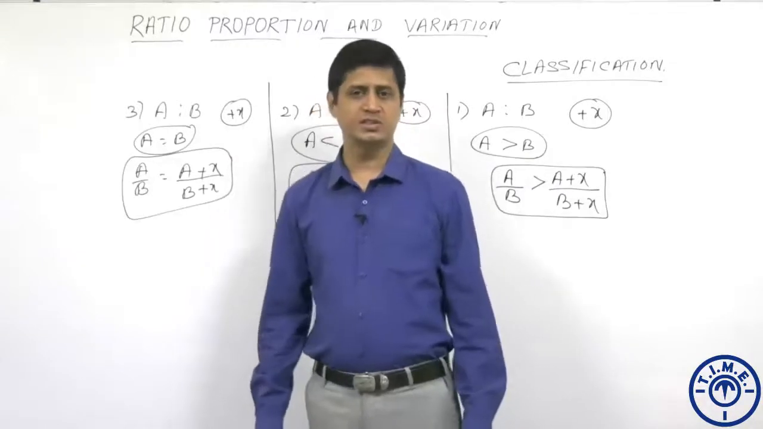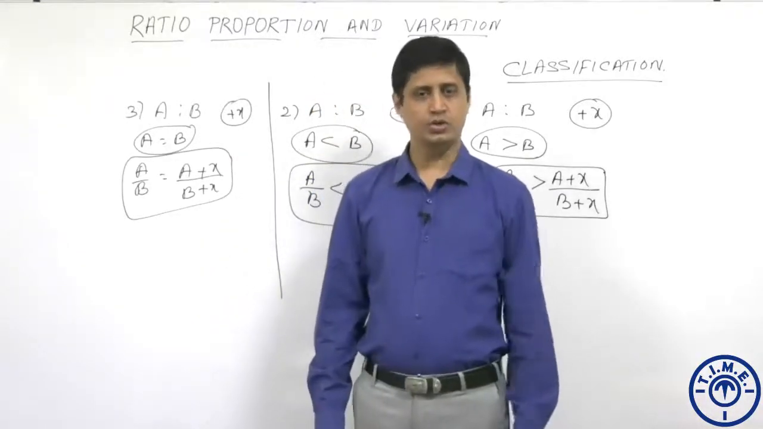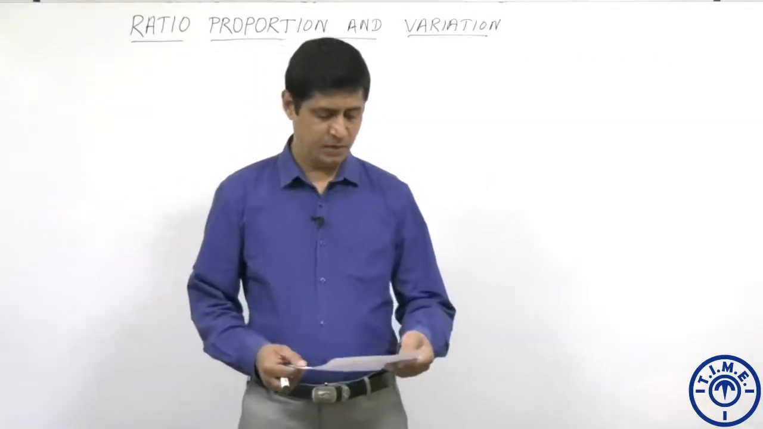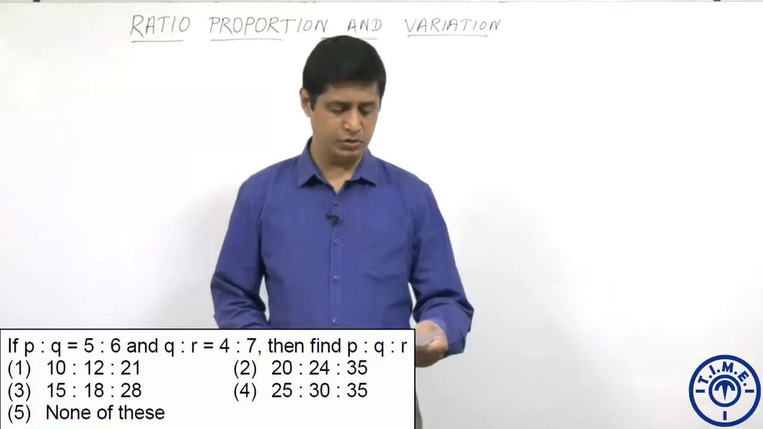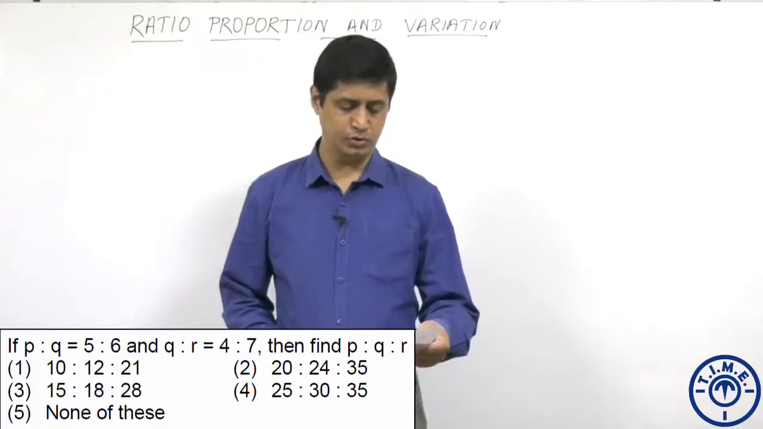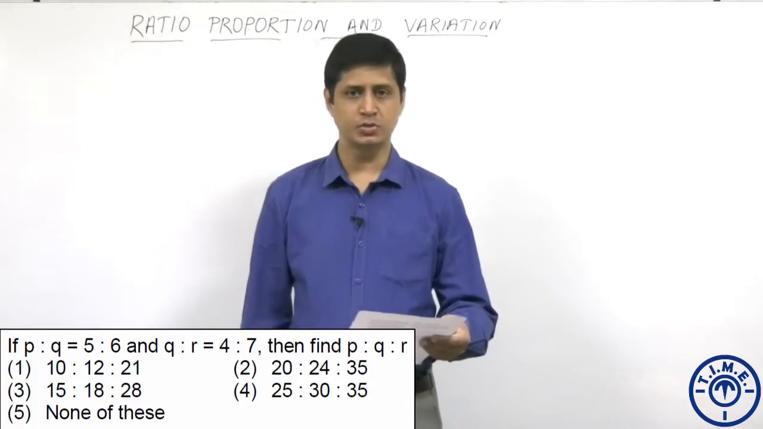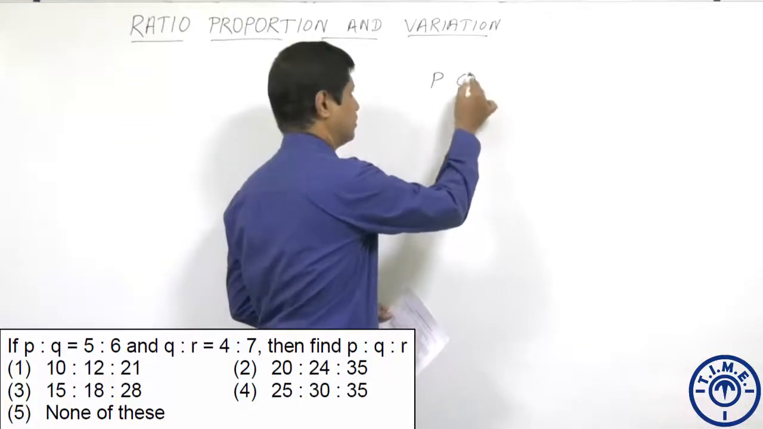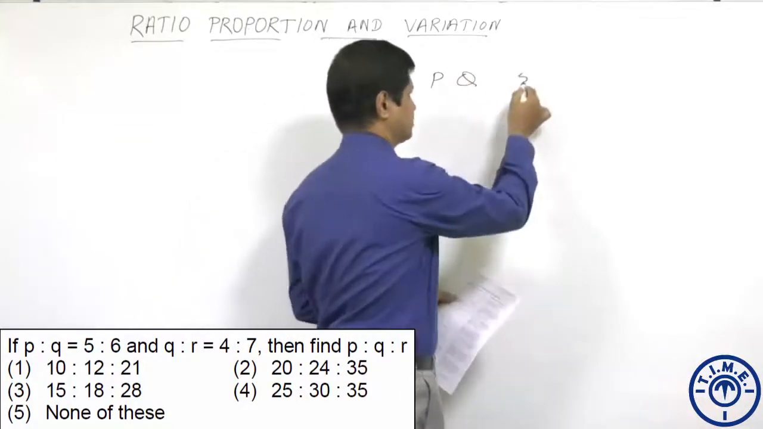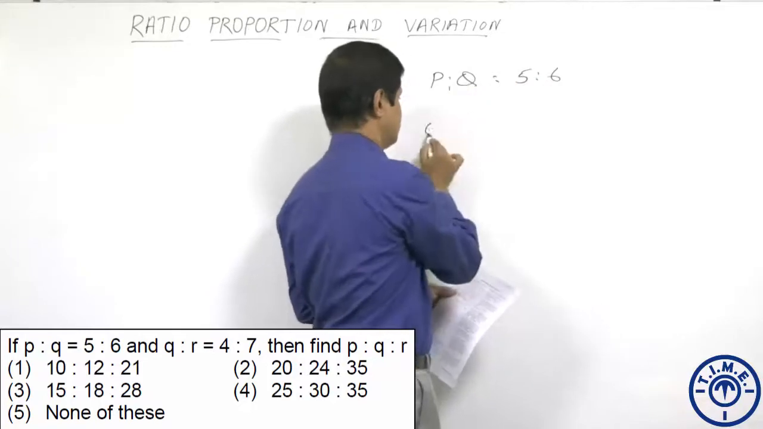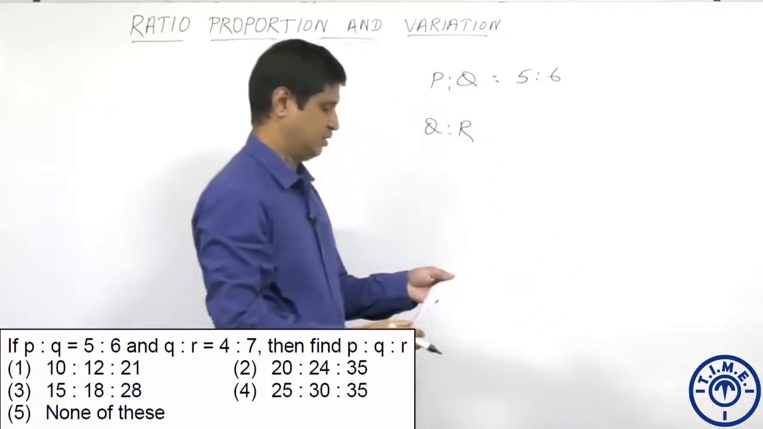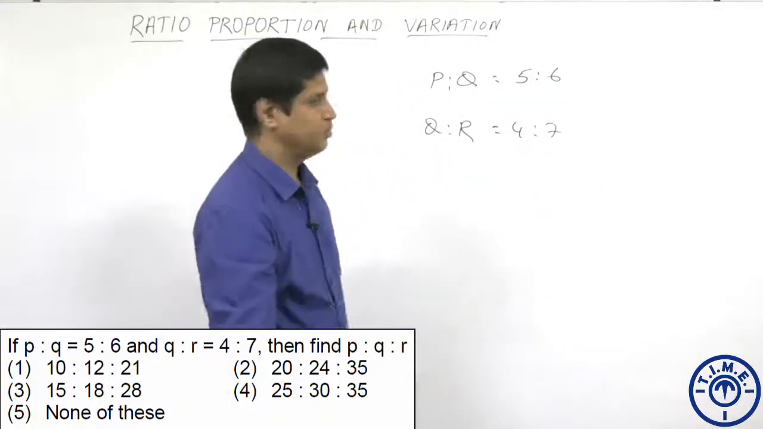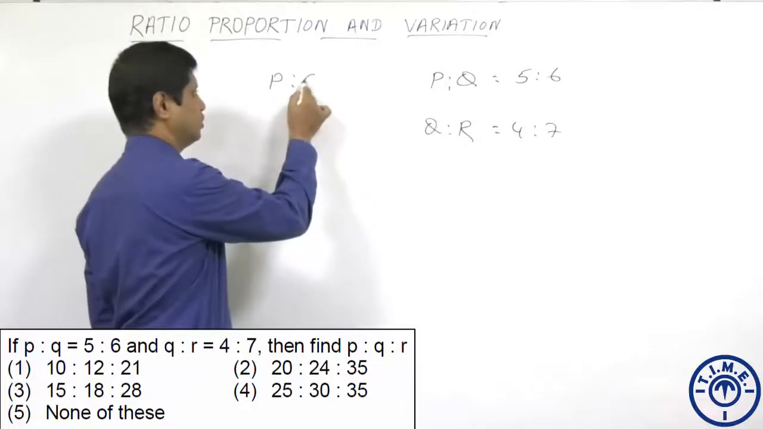Now, ratio is the simplest form of the original numbers. Ratio will not have any units. Now, look at the example. If P is to Q is 5 is to 6 and Q is to R is 4 is to 7, then find P is to Q is to R. The ratio of P and Q is given as 5 is to 6 and the ratio of Q and R is 4 is to 7. What to find? P is to Q is to R.